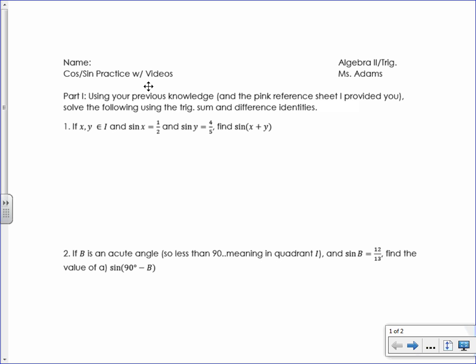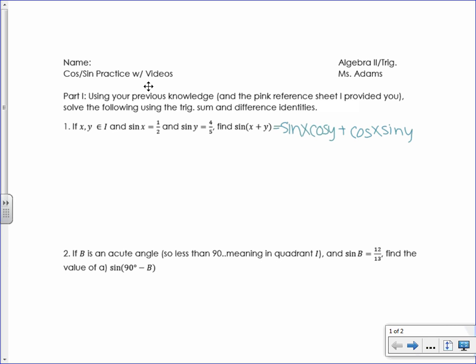All right, number one, x and y are in quadrant 1. Sine of x is equal to 1/2. Sine of y is equal to 4/5. If I want to know the sine of x plus y, I know that that is the formula that we just learned, which is going to be sine, cosine, cosine, sine. All right, sine x cosine y plus cosine x sine y.